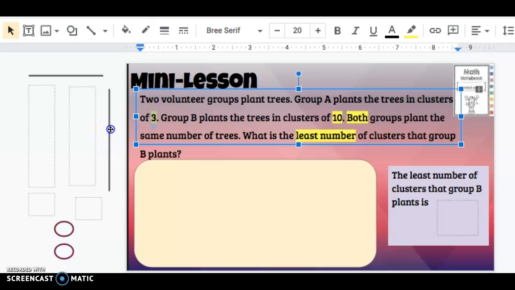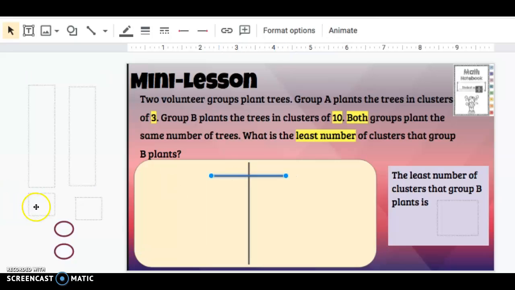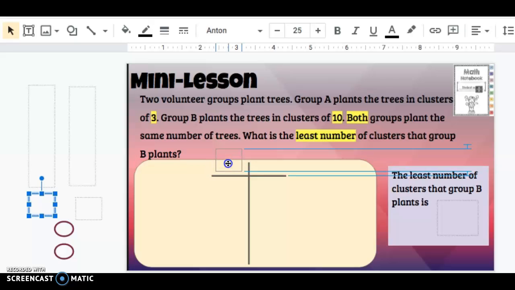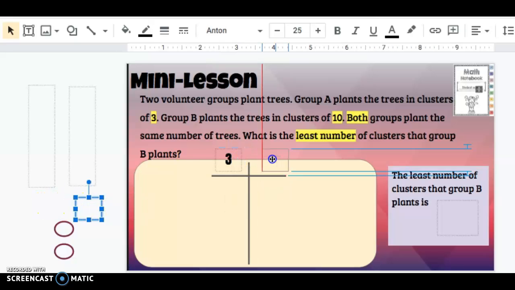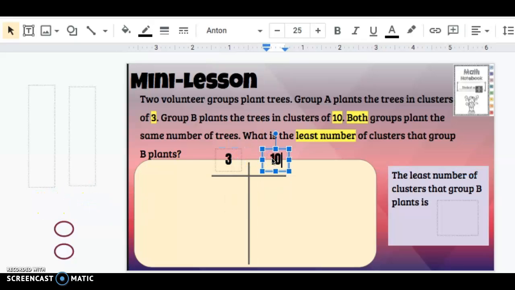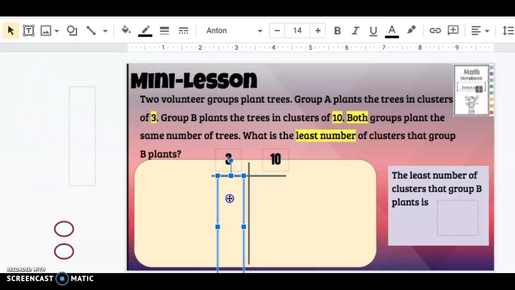Okay, so again, you have all your tools over here. So you create your t-chart. I'll put my first box up here, which is 3, and then my second box, I'll drag it over here, 10, and then I'll bring my text boxes over to list my multiples. So I'll start with 3.